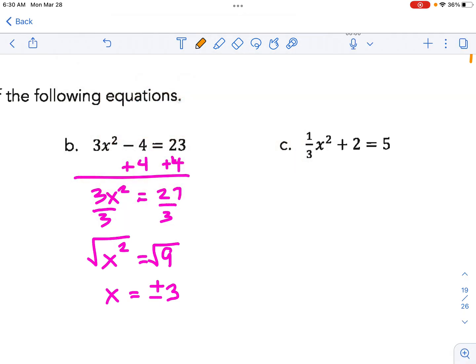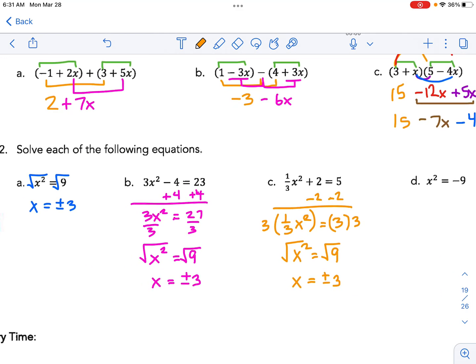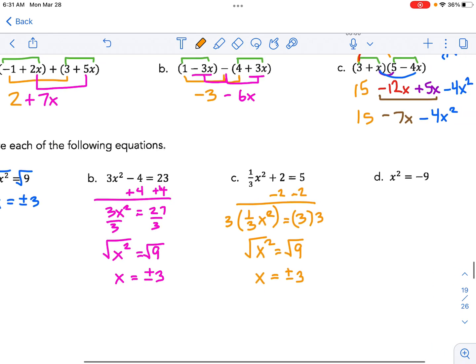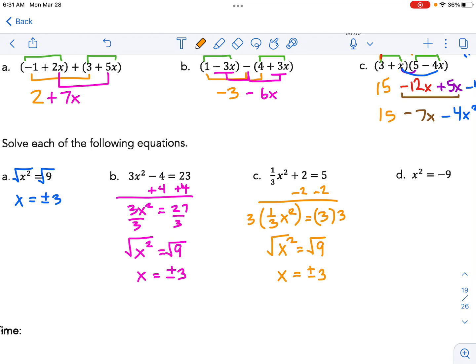We can do a similar technique on C. Subtract 2 from both sides. We get 1/3 x squared equals 3. And then we can multiply each side by the reciprocal of 1/3, which is 3, and that gets us x squared equals 9, and surprise, surprise, we're back where we were in part A, so we use that strategy to find our solution. These are just modifications to come up with the same answer. And then we have part D, which looks a lot like part A, except that it's a minus 9.